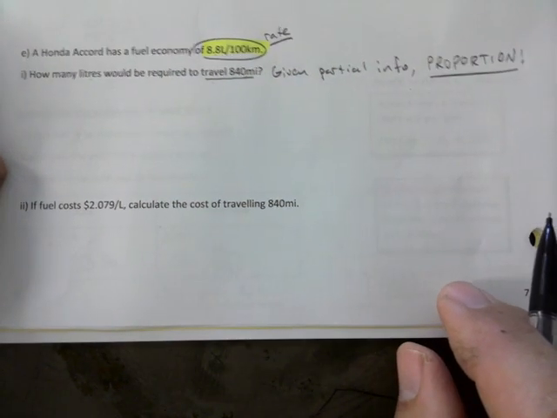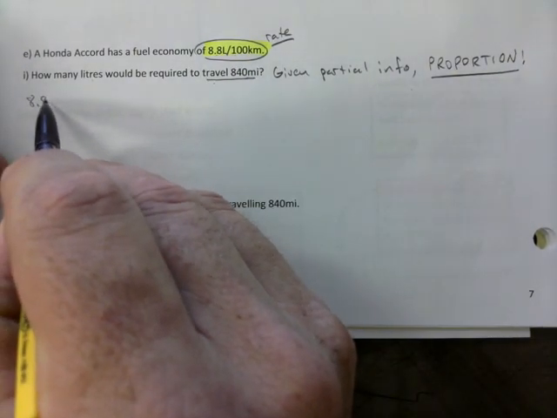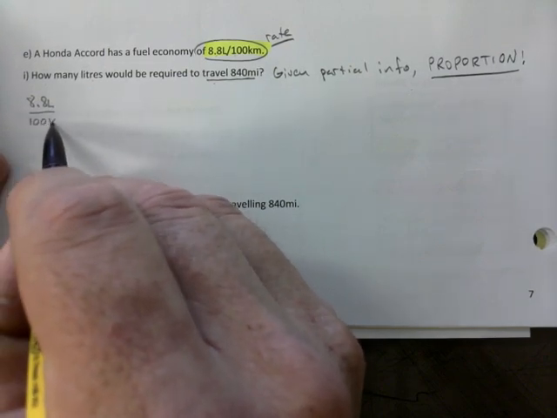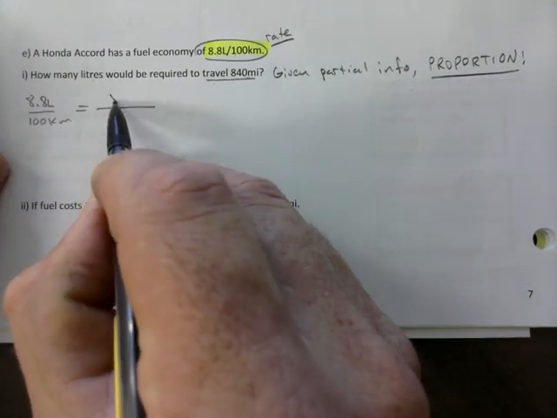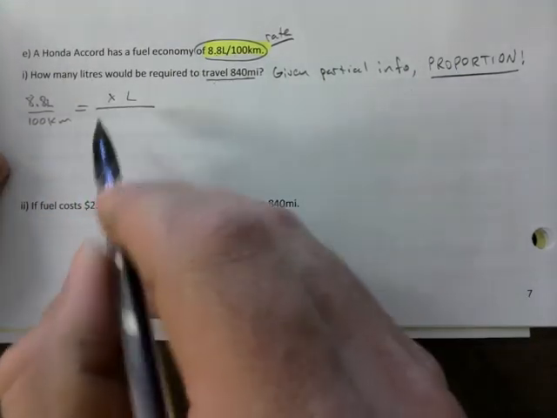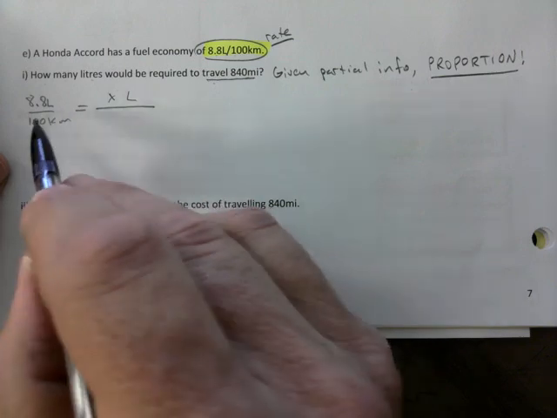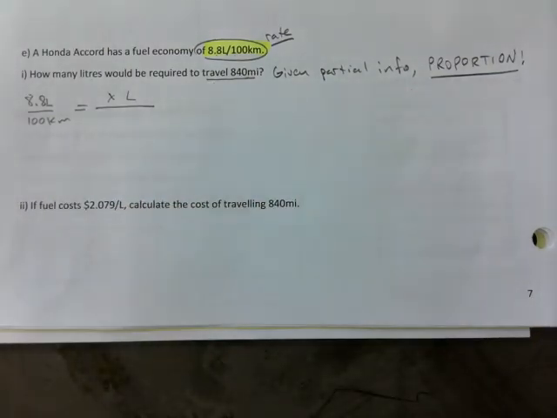Set up a proportion. So I will go rate, right? 8.8 liters over 100 kilometers. And how many liters? So that would mean X liters to travel 840 miles. But that's a problem. Do you see that? My units do not add up, even though both are talking distance in this case, miles and kilometers.